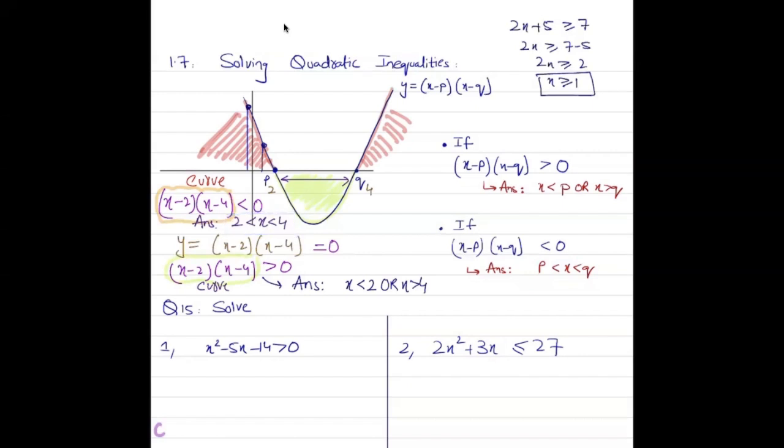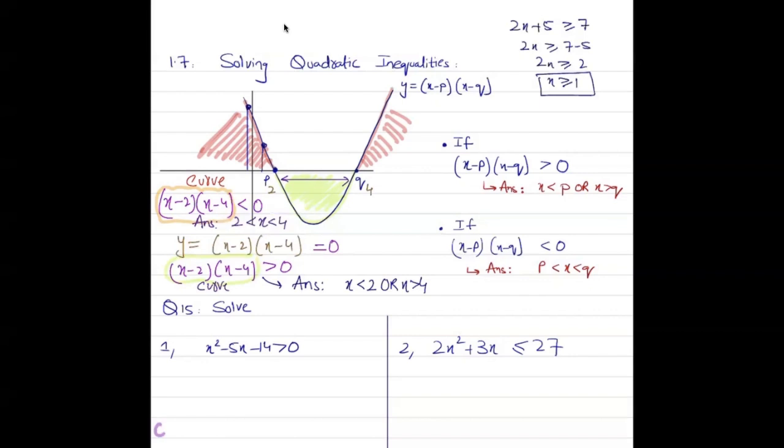If the question was for the quadratic curve to be greater than 0, then the range of the values of x for which I'm going to get the curve greater than 0 is going to be x less than 2 and x greater than 4. Is this clear?